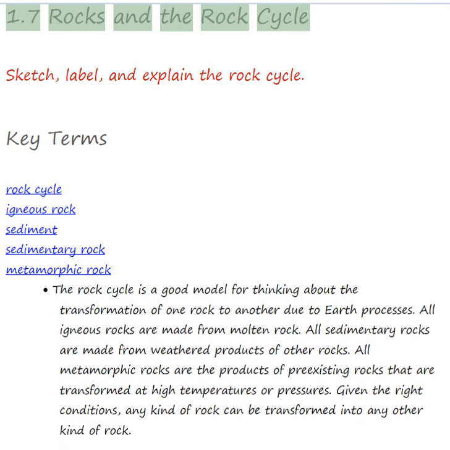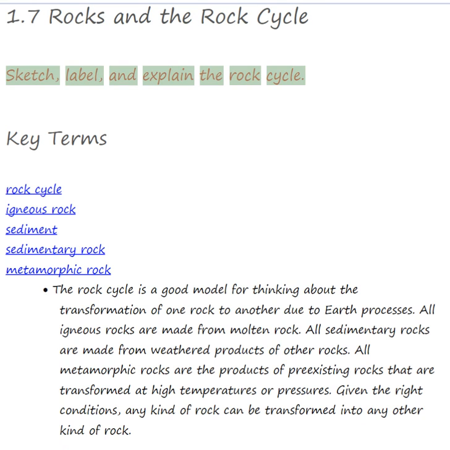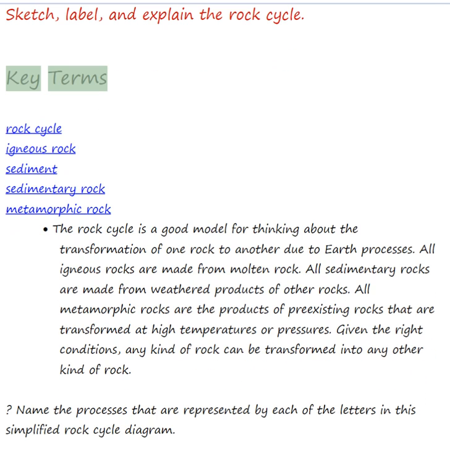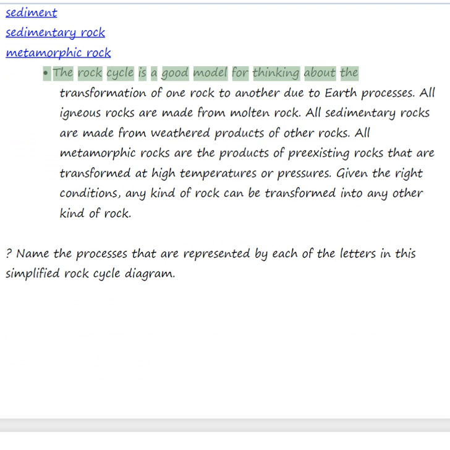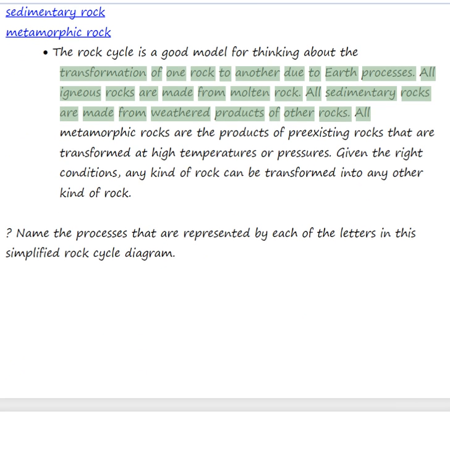1.7 Rocks and the rock cycle. Sketch, label, and explain the rock cycle. Key terms: rock cycle, igneous rock, sediment, sedimentary rock, metamorphic rock. The rock cycle is a good model for thinking about the transformation of one rock to another due to Earth processes.